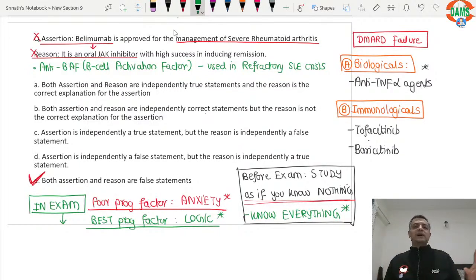The ones that nobody will know, that's not our lookout. Our lookout is to make sure that on the topics I know are going to come, I don't make mistakes. That logic will help you get through the exam with flying colors.